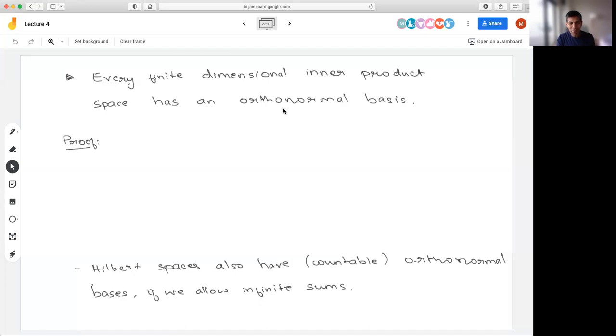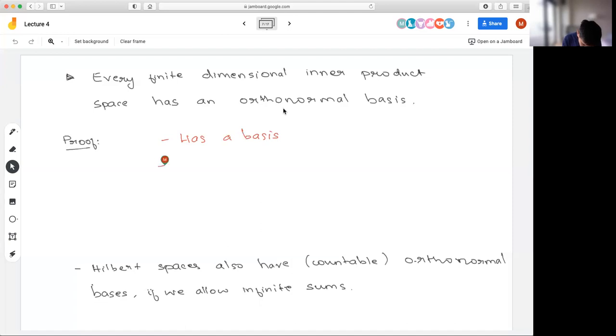And when you have inner products, you can get even nicer properties: you don't just have a basis, you have an orthonormal basis. And the proof is just what we said so far: well, we already know it has a basis.